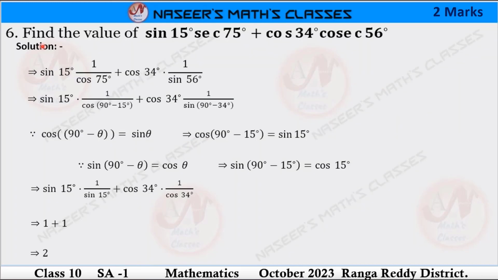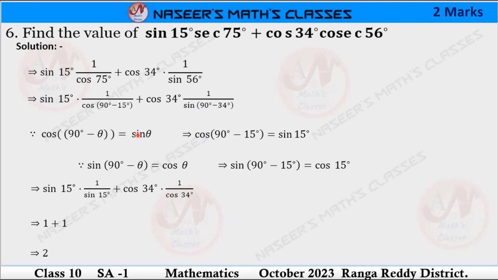The problem is given that find the value of sin 15 degrees secant 75 degrees plus cos 34 degrees cosecant 56 degrees. Now we have to change secant 75 degrees and cosecant 56 degrees. Now we write secant 75 as its reciprocal 1 by cos 75 degrees and cosecant 56 degrees reciprocal is written as 1 by sin 56 degrees. Now we write cos 75 degrees as cos of 90 degrees minus 15 degrees and sin 56 degrees is written as sin of 90 degrees minus 34 degrees.